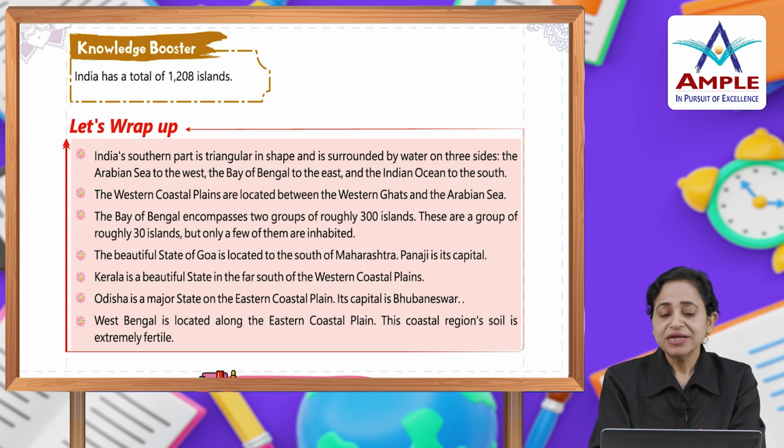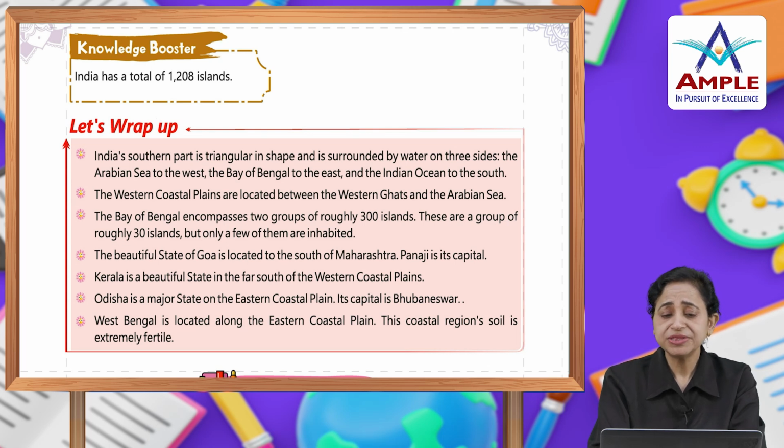Yes children, let's look at the chapter once more. India's southern part is triangular in shape and is surrounded by water on three sides: the Arabian Sea to the west, the Bay of Bengal to the east and the Indian Ocean to the south.